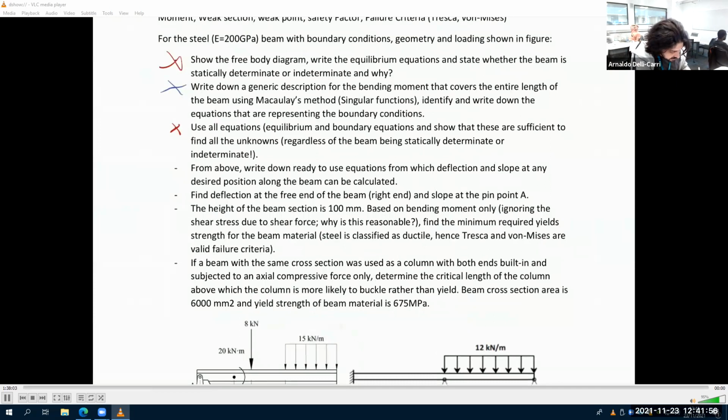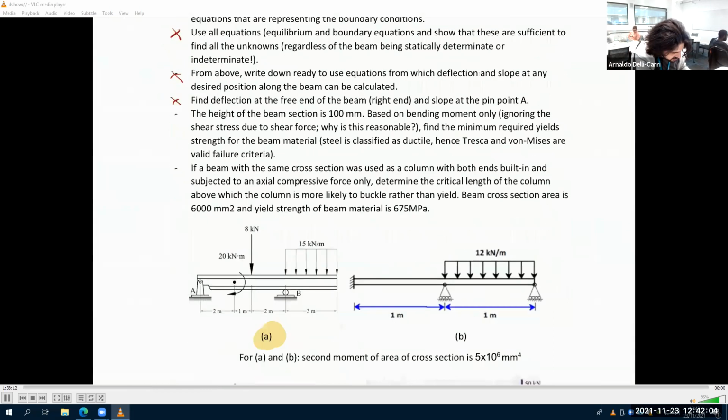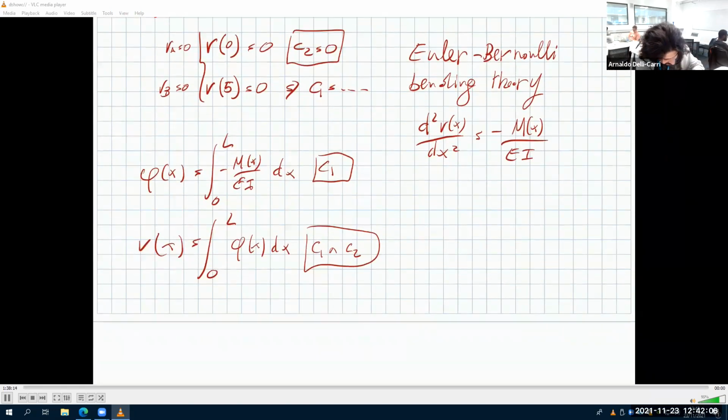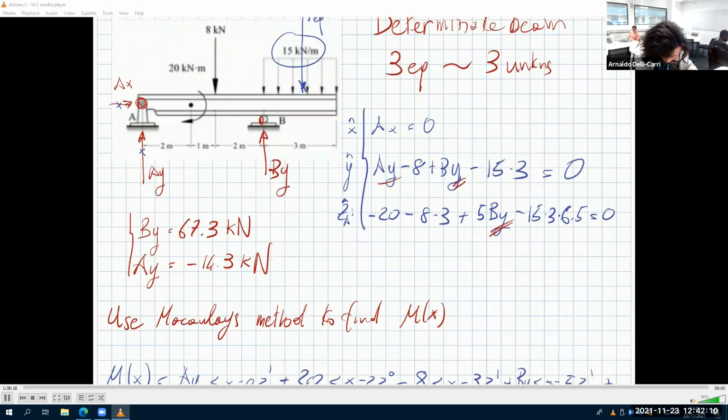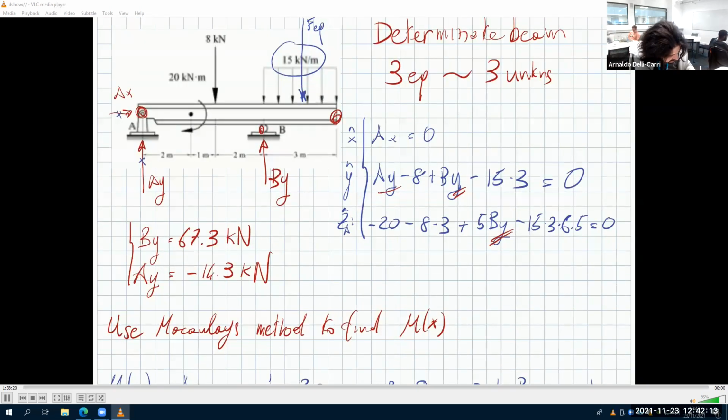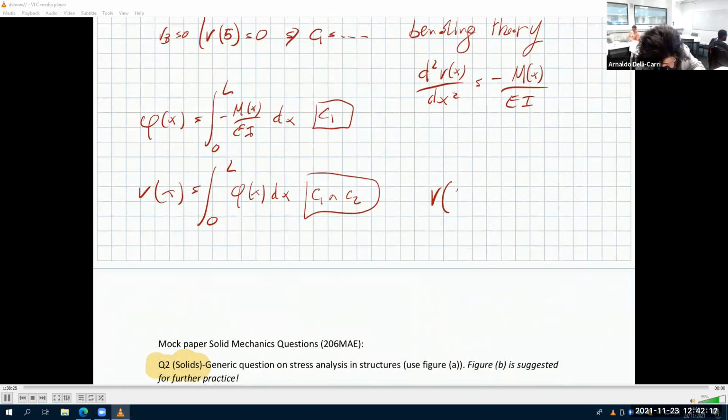Write down ready-to-use equations with which the deflection and slope can be calculated, and this is what we've done. Find the deflection at the free end of the beam. So in this case we have to do V of what? The deflection at the end of the beam is V of 8. So once you find an expression for V of X, you just put 8 in it and find V of 8.